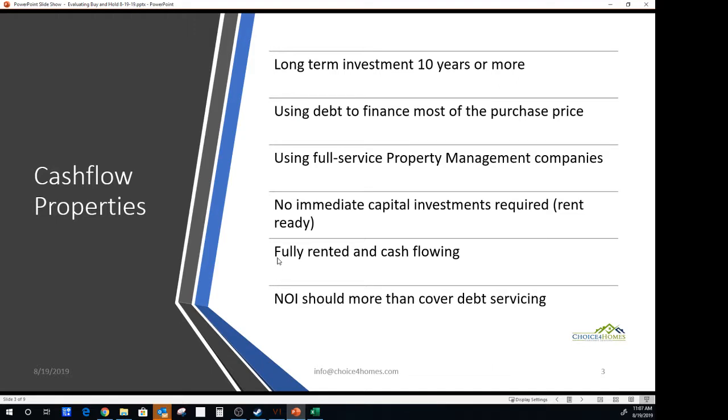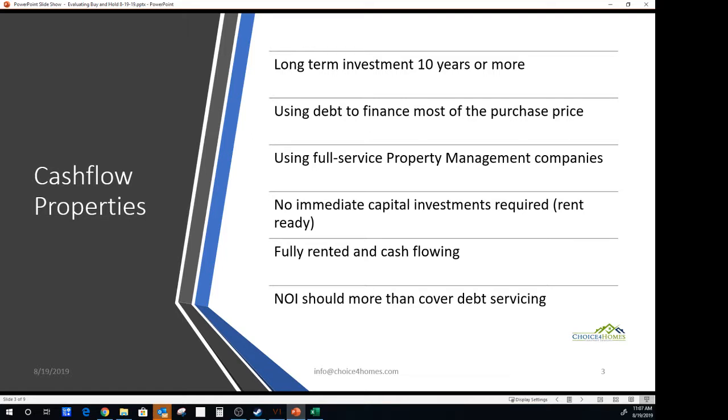Cash flow properties. What are some of the main characteristics of the cash flow properties that I invest in? I recommend for myself and for most of my investors to be looking at those investments on a long-term basis. Long-term investment, 10 years or more. If you are in it for less than that, it's not necessarily a cash flow strategy at that point. The goal here is you're going to buy those properties, you're going to cash flow them, I want to say forever, and then when you retire, you would pass it on to your kids as an inheritance.